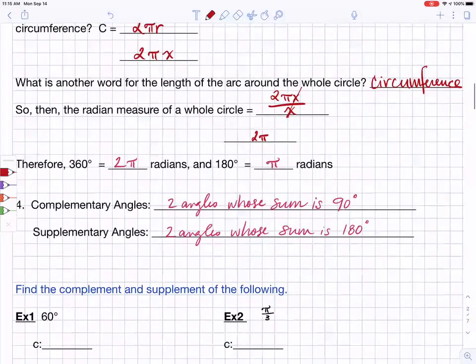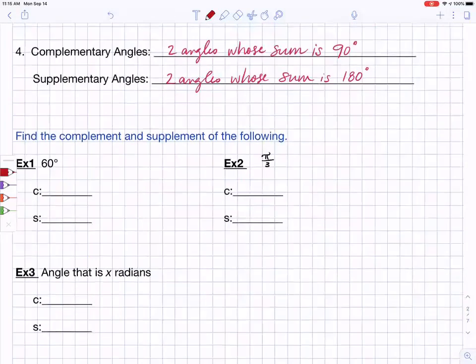All right, so let's jump right into complementary and supplementary.